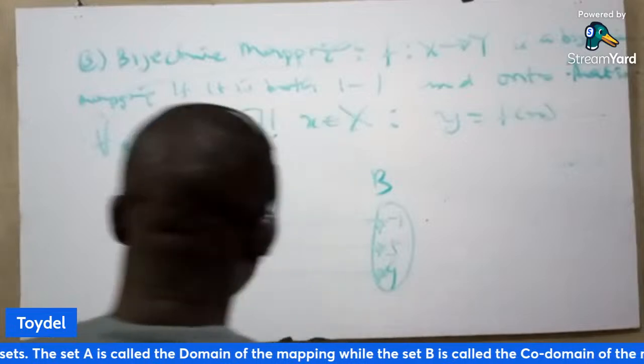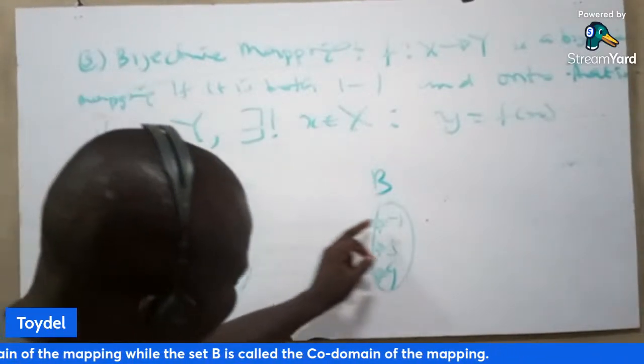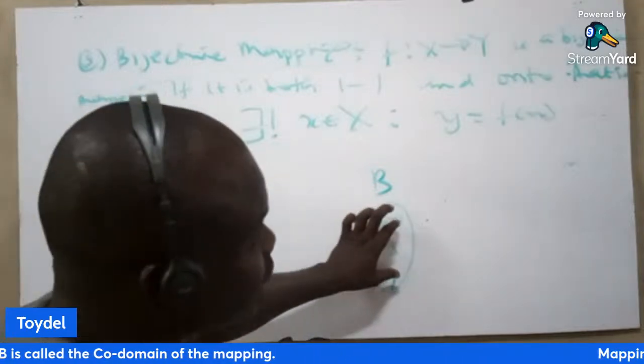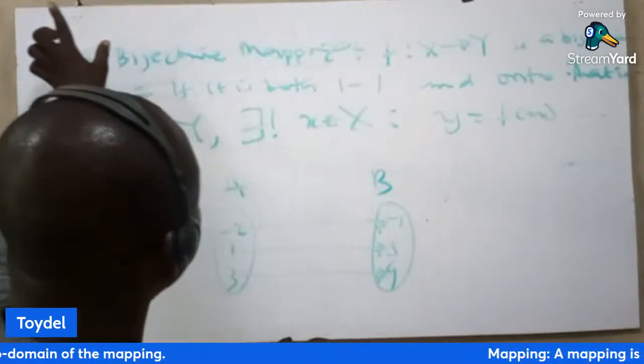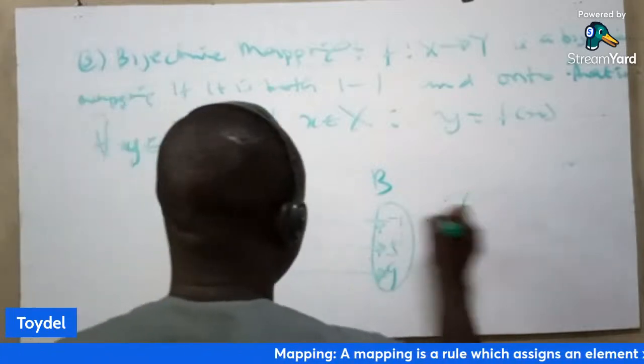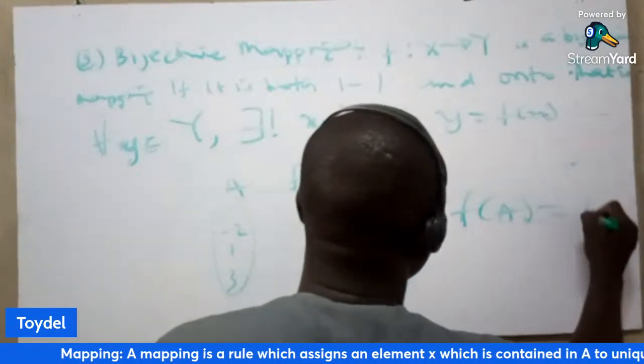Why is it bijective? It is onto. There exists a unique element X; all these elements here have a unique image. So that one is satisfied. That one satisfies the condition for injective, one-to-one. Then the second one is that if this is F now, our F of A here is equal to B.